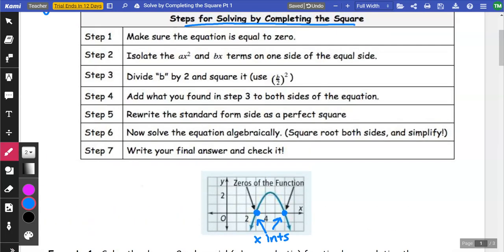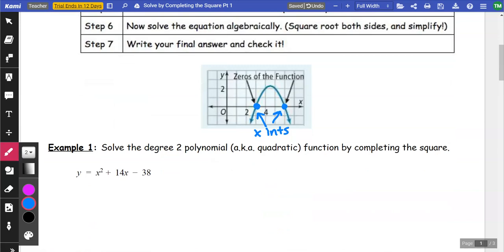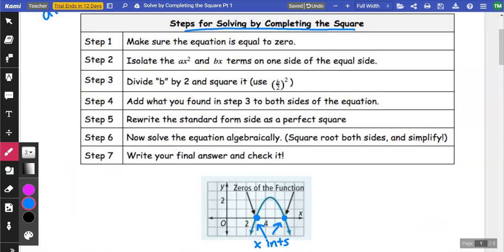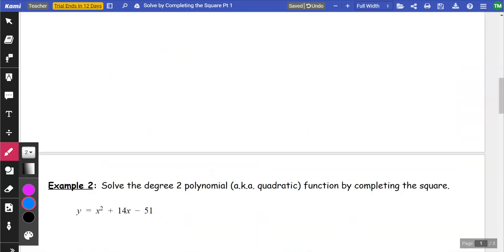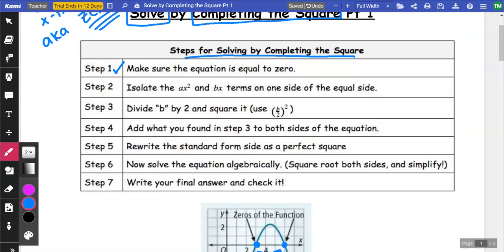Going back up to the steps, step one is to make sure that the equation is equal to 0. So we want to make sure that we plug in 0 for y. 0 equals x squared plus 14x minus 38. To be able to solve a quadratic equation, it has to be equal to 0. So step one is done. Just kidding. Step one is done.